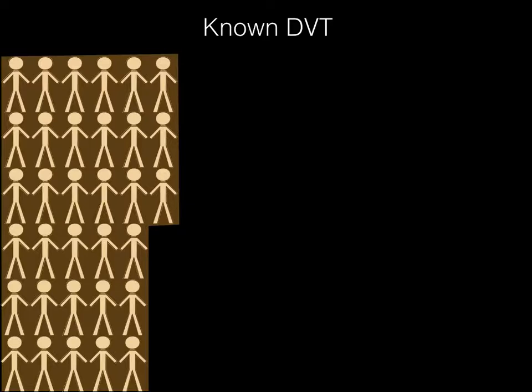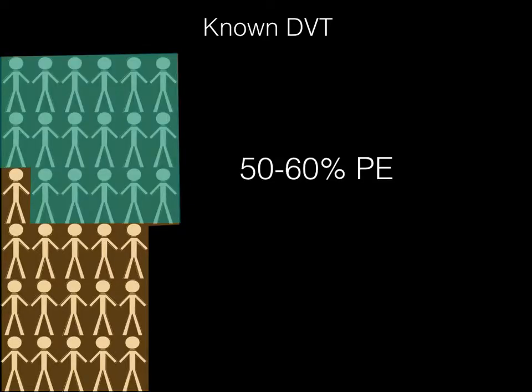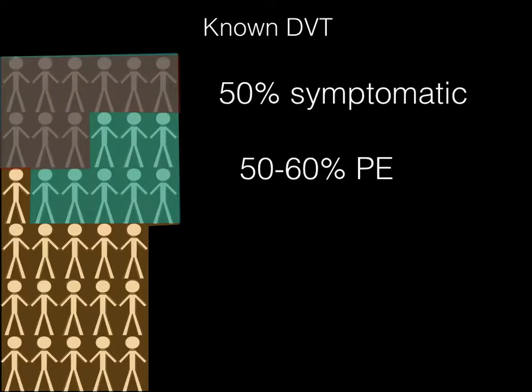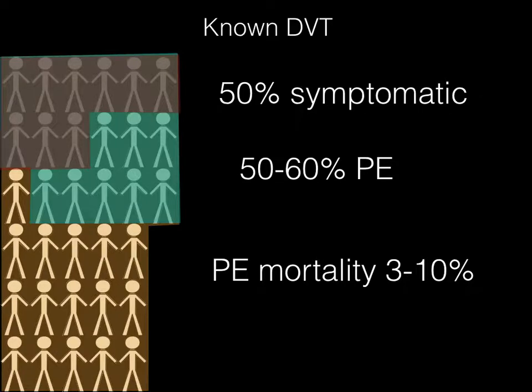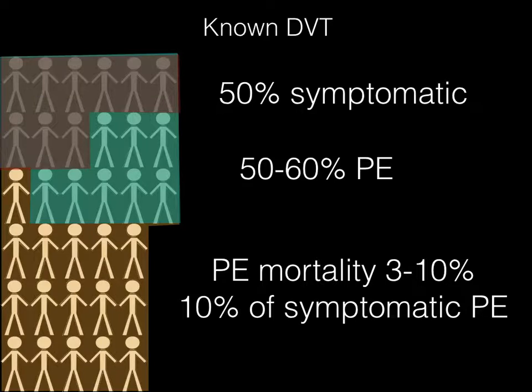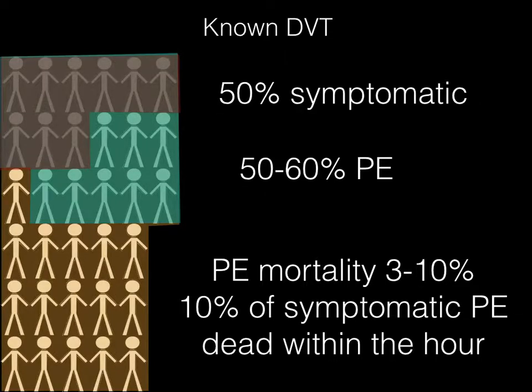Well, out of that group there, about 50 to 60% of them are going to end up with a pulmonary embolism, and out of those PEs, only about 50% of them are going to be symptomatic. And if you really think about these numbers, that means that there is a whole other group of people that were at risk for PEs or who had PEs and you didn't even know it. And just to remind you, PE mortality is about 3 to 10%, and 10% of symptomatic PEs are going to be dead within the first hour.